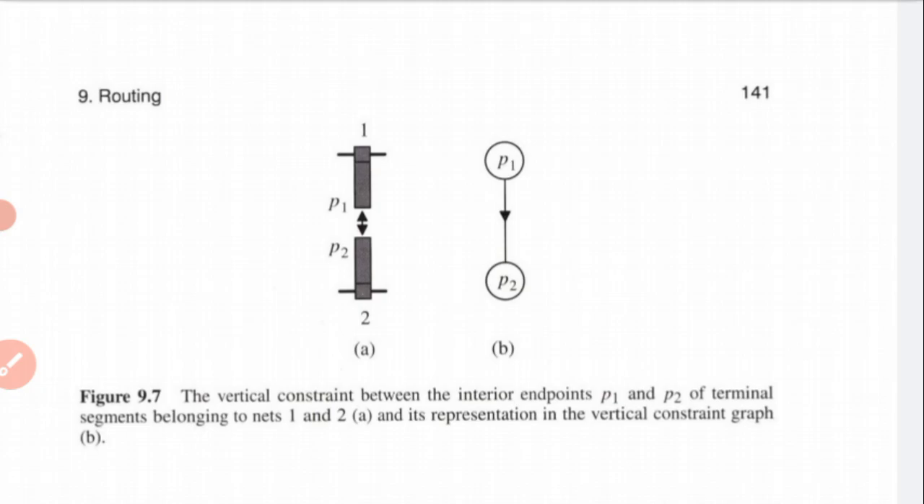When each column has two terminals in the same layer, this gives rise to the vertical constraint graph. The second figure shows the vertical constraint graph of the figure. Between P1 and P2, there is a connection from net 1 to net 2, denoted by the arrow mark.